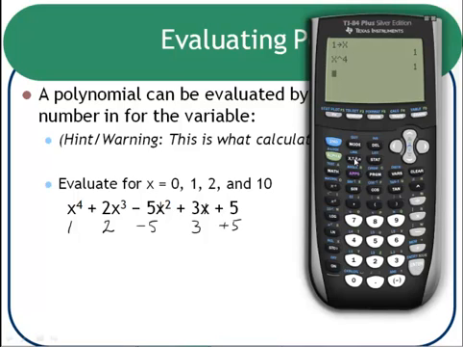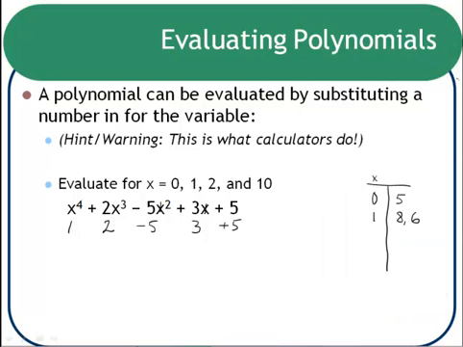And if I were to type this entire expression, so x raised to the 4th plus 2, oops, forgot the plus, plus 2x raised to the 3rd, and then minus 5x squared, and plus 3x, and plus 5, we'll see if either 6 or 8 is the right answer. 6. So I must have made a mistake the first time.